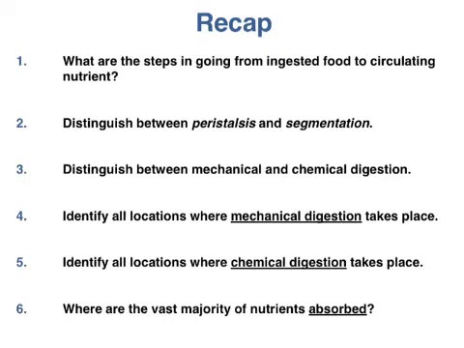Okay, so after studying this video, it's just a beginning to talking about the physiology of the digestive system, but you should be able to talk a little bit about the different steps, the different activities involved in going from ingested food to nutrients circulating in the blood. You should be able to talk about peristalsis and segmentation, talk about mechanical processing and chemical digestion. Sometimes mechanical processing is referred to as mechanical digestion. You should be able to talk about where mechanical digestion and chemical digestion and absorption all take place.